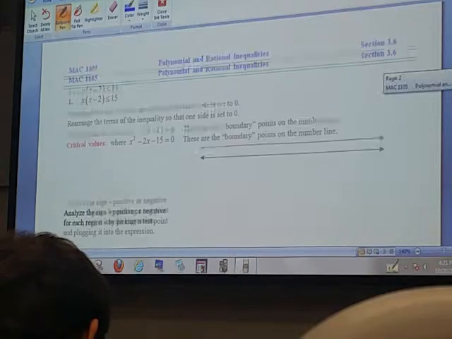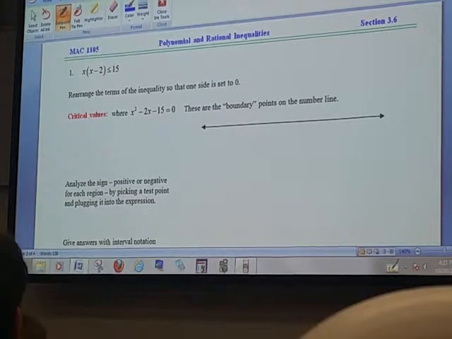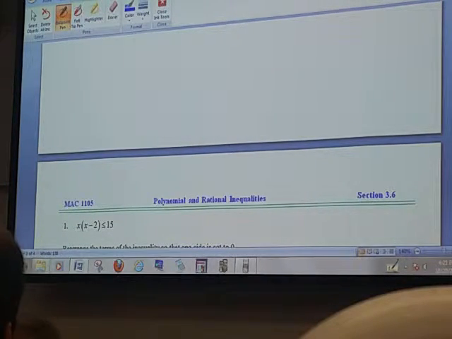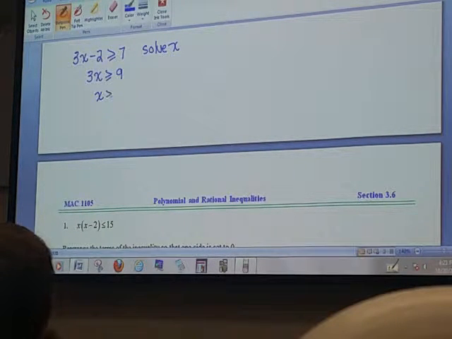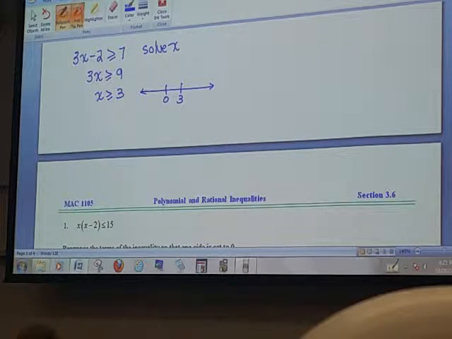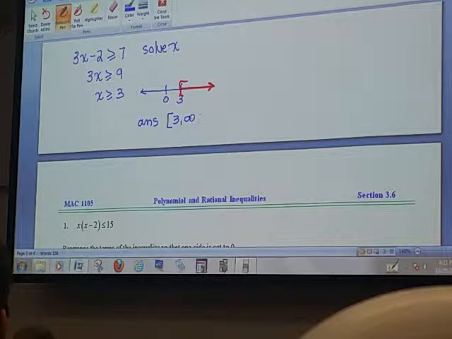So, let's go into more crazy time. Polynomial and rational inequalities this time. Previously, we've had several kinds of inequalities. We have had this kind of inequality, where it would say solve for x, and you would solve this. You would possibly graph it on the number line if you needed to. You would realize you need a square bracket here, and your final answer would be 3 to infinity.